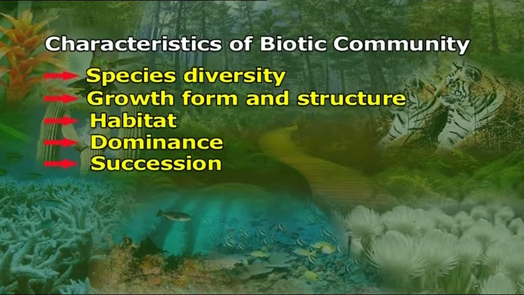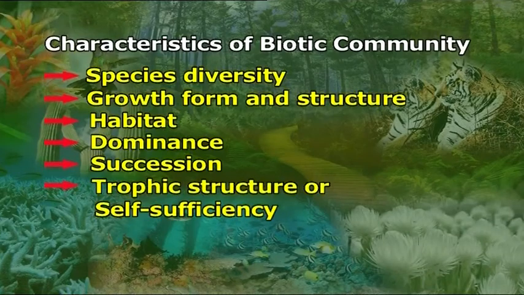Succession. Each community has its own developmental history. It develops as a result of directional change in it with time, which is referred to as succession. Trophic structure or self-sufficiency. Nutritionally, each community formed by a group of autotrophic plants as well as heterotrophic animals exists as a self-sufficient, perfectly balanced assemblage of organisms found in series.